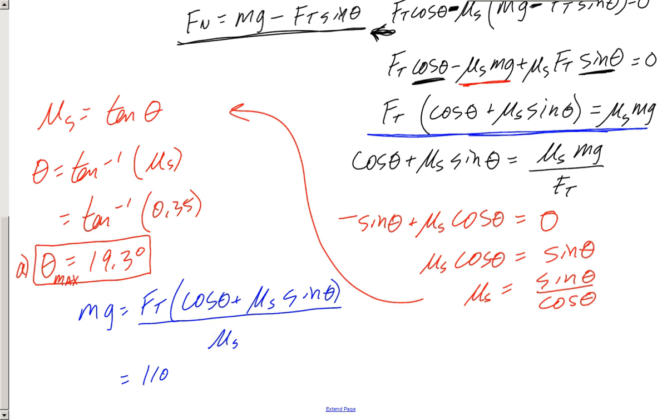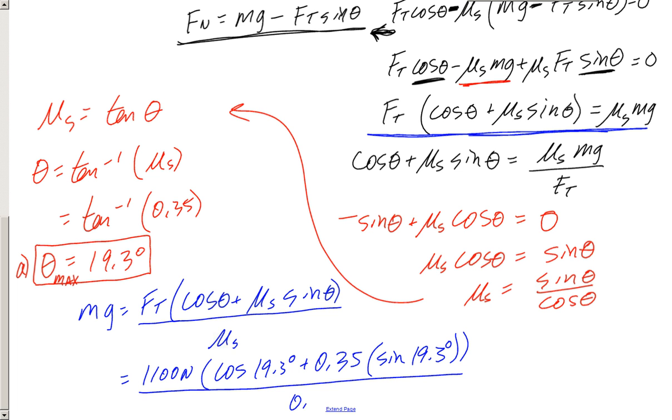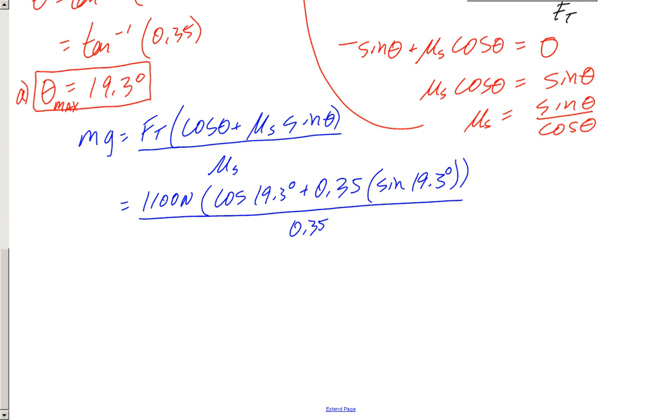We get 1100 newtons times the cosine of our new angle, 19.3 degrees, plus 0.35 times the sine of 19.3 degrees, all of that over 0.35 again. Okay, so grab your calculators, run that through, and see what we get. I'm going to pause here a little to let you catch up on writing.